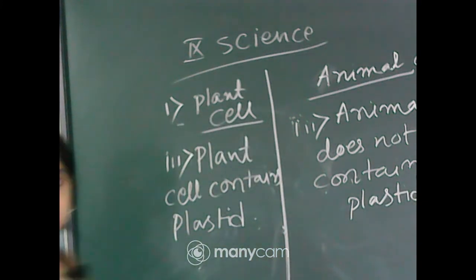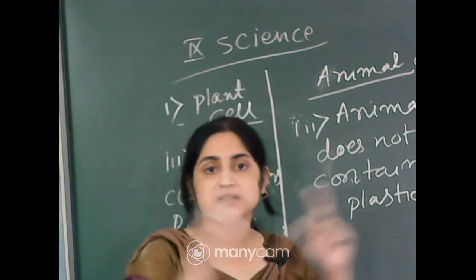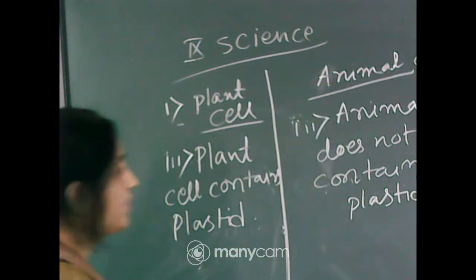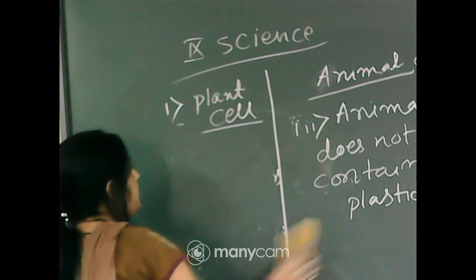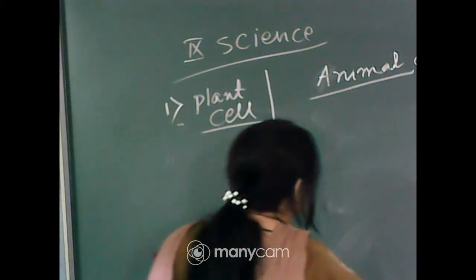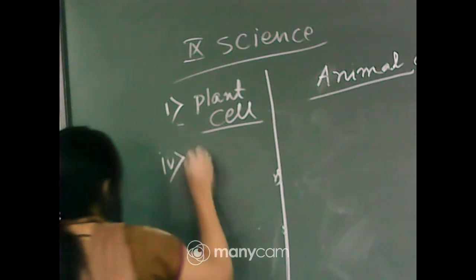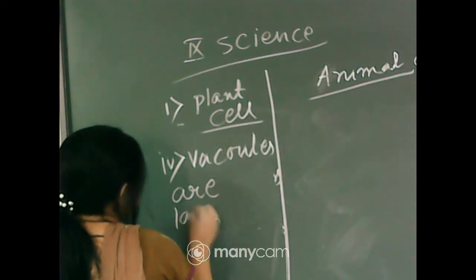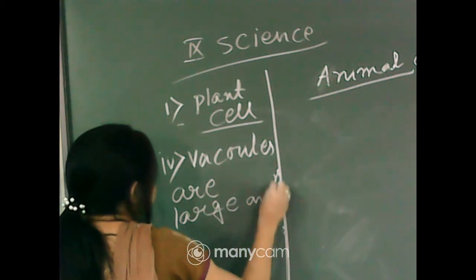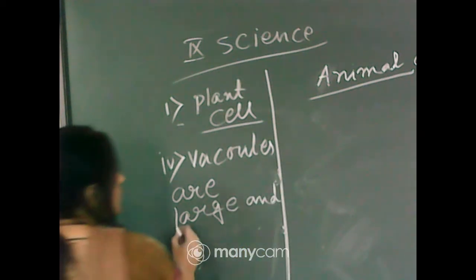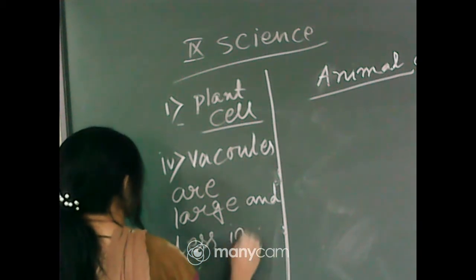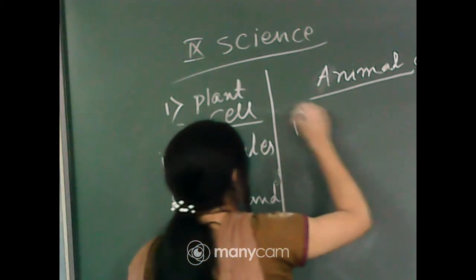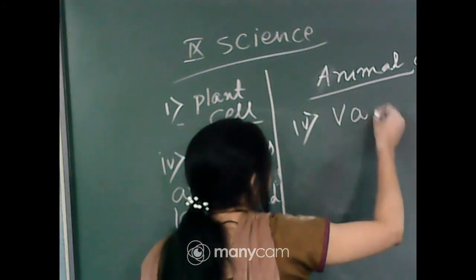Number 4, the plant cell contains a large vacuole, and the animal cell contains vacuoles that are small in size and large in number. Plant cell vacuoles are large and less in number.